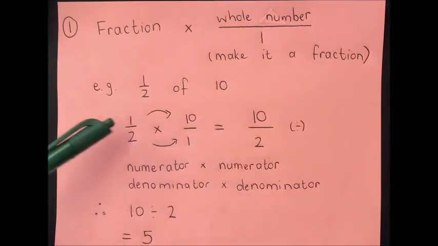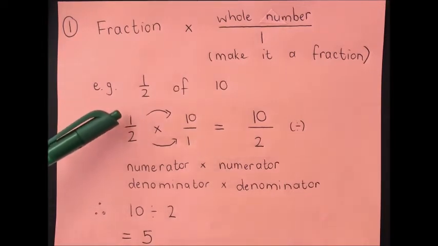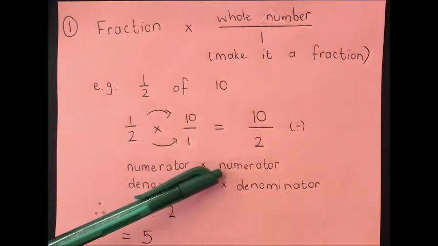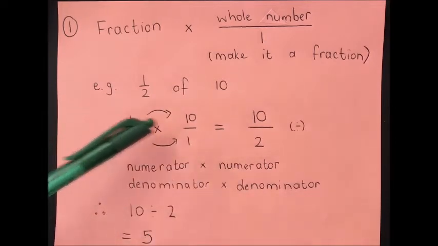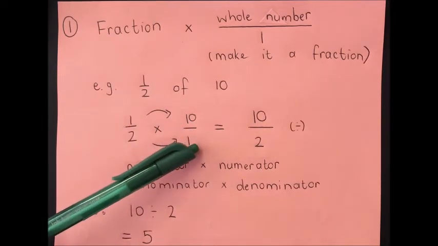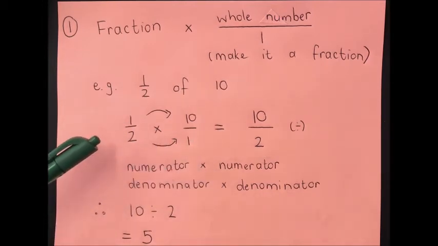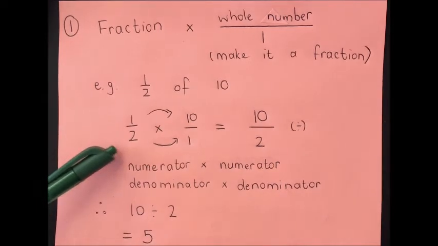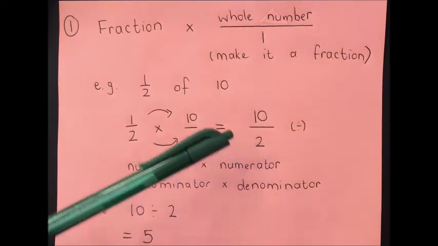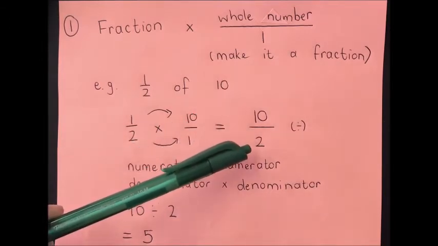So if we have the two fractions, we now need to multiply. How do we do that? We multiply the numerator with the numerator, the denominator with the denominator. So top with top, bottom with bottom. We sometimes want to multiply diagonally, but you can only simplify diagonally, not multiply. So 1 times 10 is 10. 2 times 1 is 2. So we're left with an improper fraction of 10 over 2.